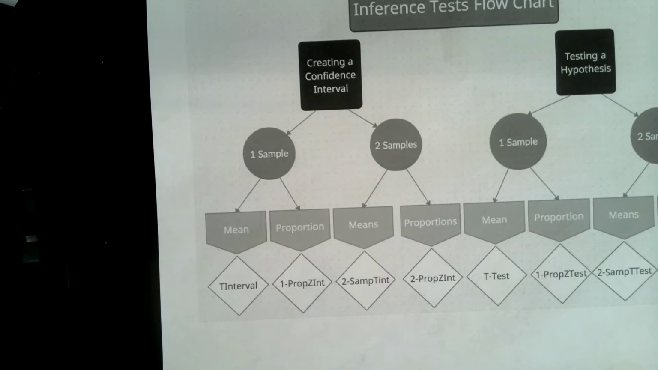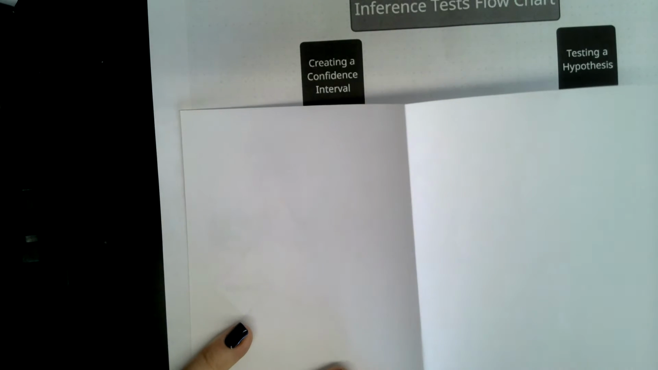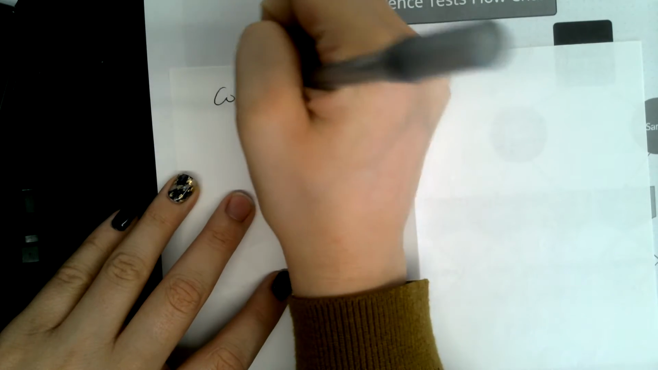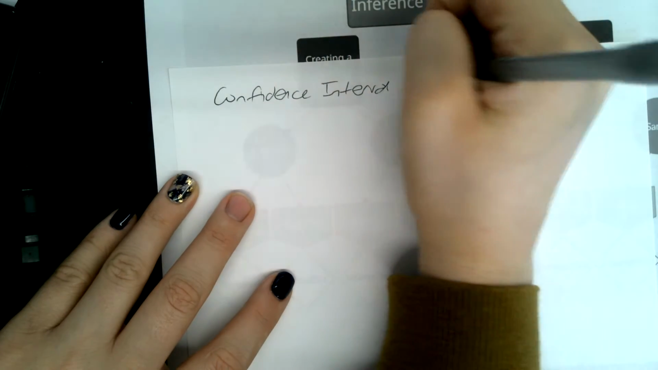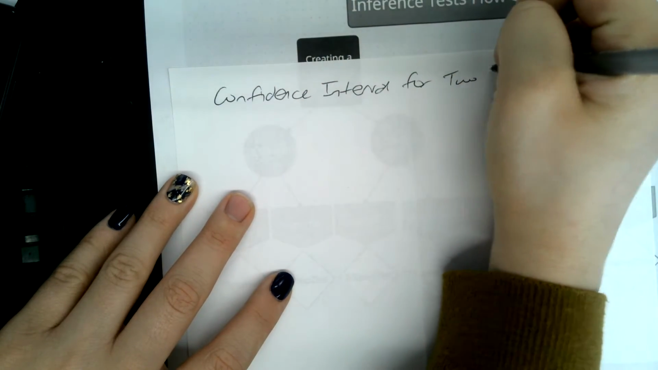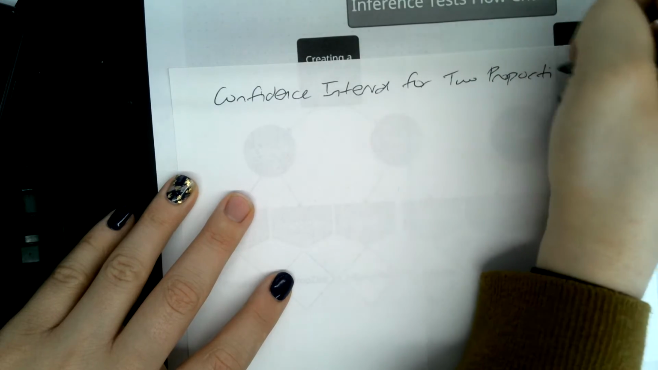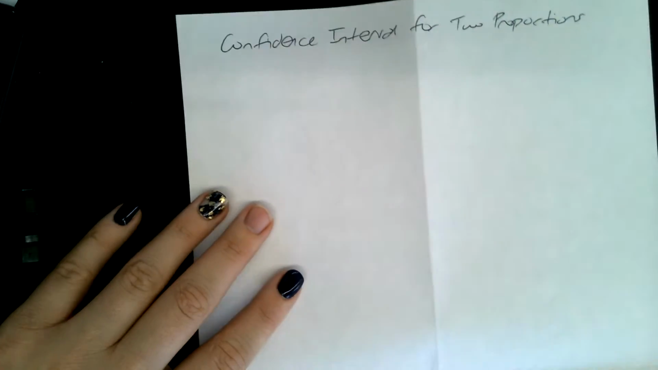You can find the template for this in your study guide. Let me find what it's labeled in the study guide, and I'll write it at the top here so y'all can find it easily. Doing a confidence interval for two proportions. If you go in the study guide, you will see a template labeled with that. Confidence interval for two proportions. And we're going to go through that template, filling it out together.